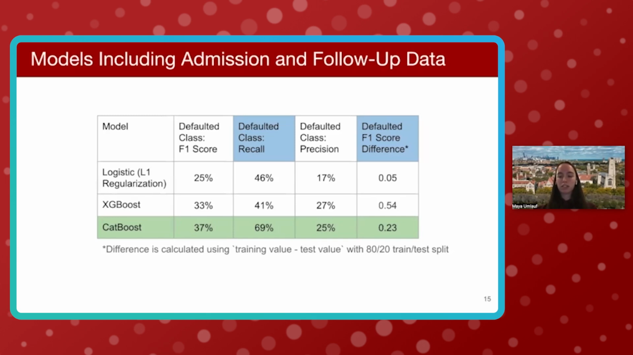As you can see by the logistic model's even lower F1 score, this model generalizes even better than CatBoost. But it comes with a steep trade-off in recall, as the logistic model's recall is much lower than CatBoost's. In the case of models including follow-up data, additional fine-tuning is necessary before determining the best model.